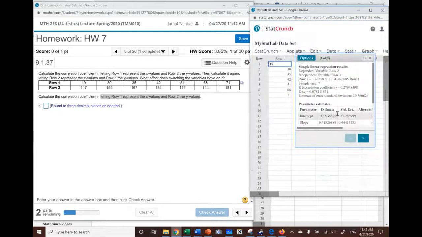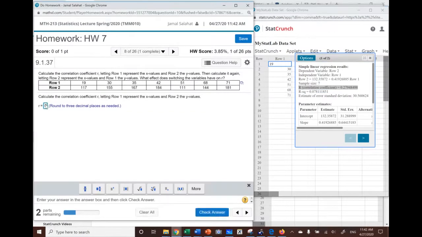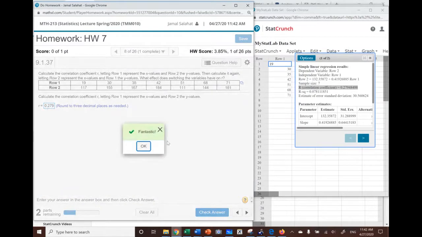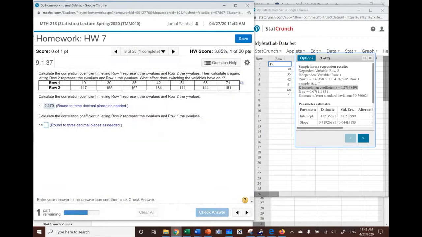When we find the R, here is our R. It is in that table there. It is 0.27, and they want 3 places, so it's going to be 0.279. Now, I want to ask you, is 0.279 really strong or weak? You asked me a question earlier. It's weak. You agree, everybody? Yes.